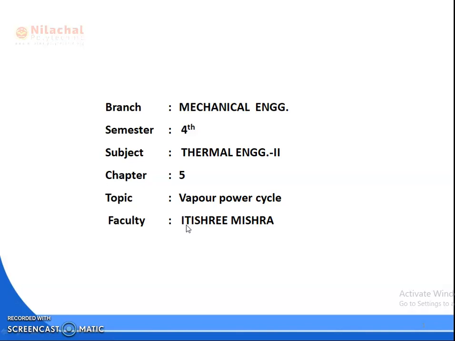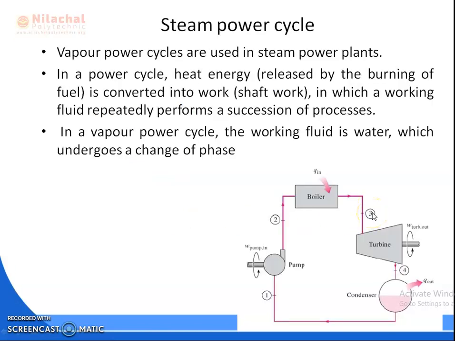Continuing with Thermal Engineering 2, your 4th semester course, today we will discuss chapter 5, that is vapor power cycle. In this chapter we will discuss what the Carnot cycle is, what its efficiency is, what the Rankine cycle is and its efficiency, the reheat cycle, the regenerative cycle, and various effects of reheating, lowering the condenser pressure, and increasing the boiler pressure.